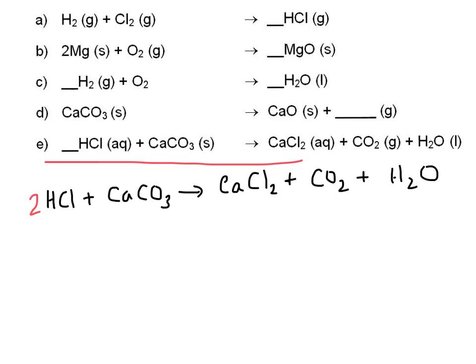Now you've got 2 hydrogen atoms here, you have 2 hydrogen atoms here, 2 chlorine atoms here, 2 chlorine atoms. So that is balanced. 1 calcium, 1 calcium, 1 carbon, 1 carbon, 3 oxygen atoms. That 2 plus 1, that gives you 3 on the right hand side. So oxygen seems to be balanced. By just putting that one number, the entire equation is balanced.